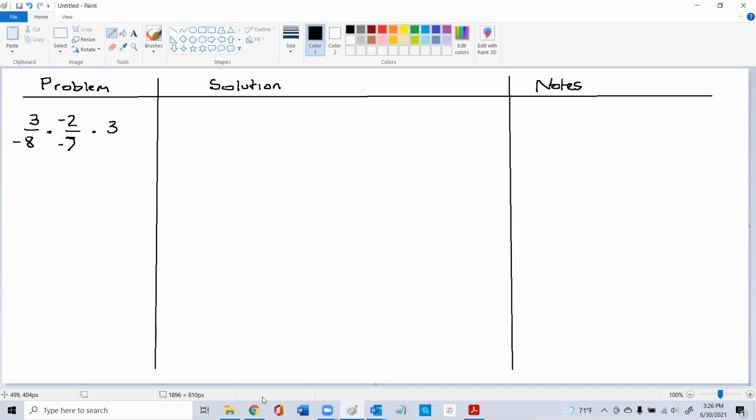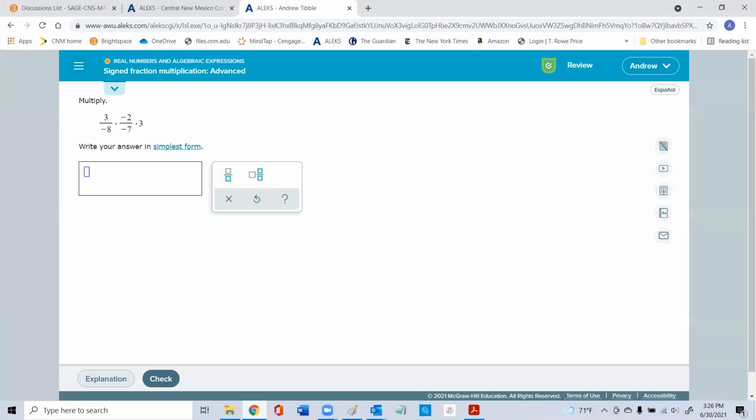But the first thing I want to do in ALEKS for three-column notes is make note of the title of the topic right here. You can also, if you like using your textbook for review, go into the textbook here and look at the ebook and find the chapter and page number. I'm going to keep this fairly brief though. So I'm just going to use the ALEKS topic. And so signed fraction multiplication advanced. Let's go back into our document.